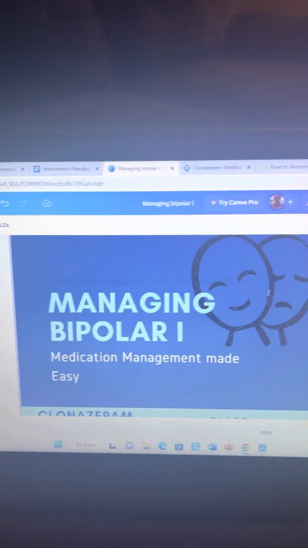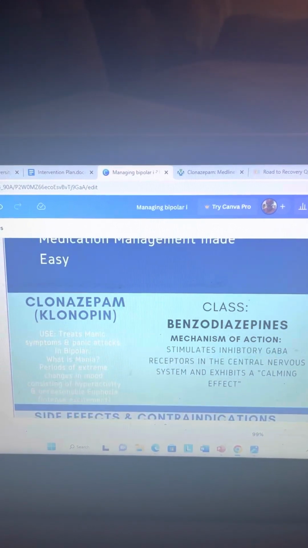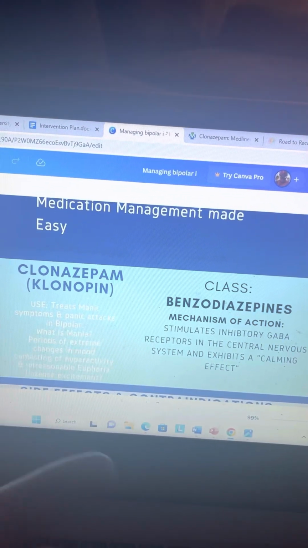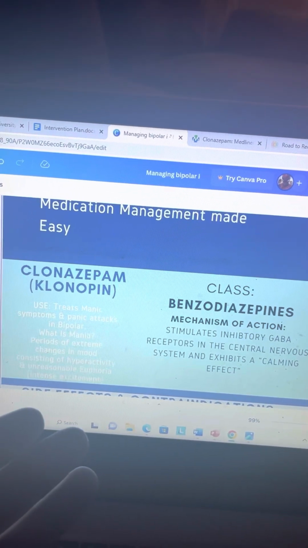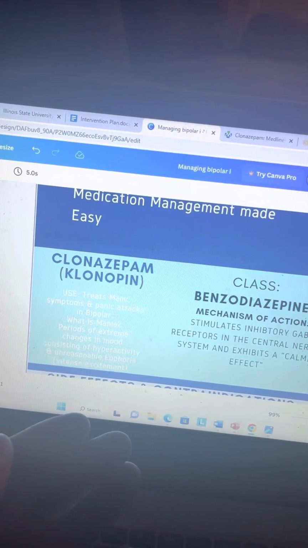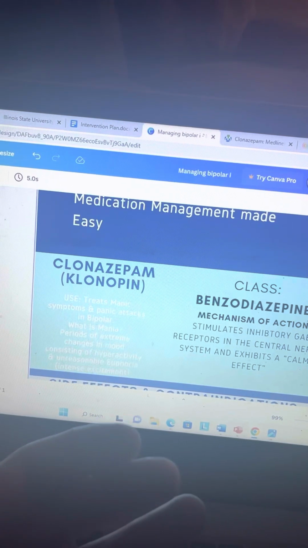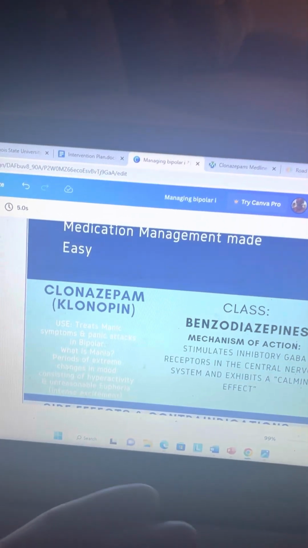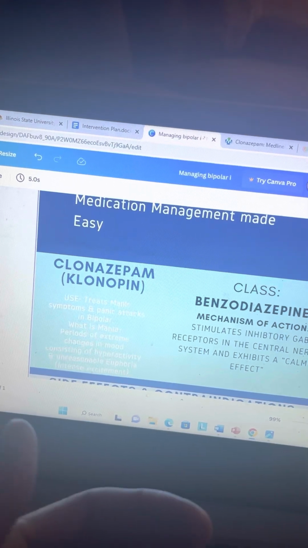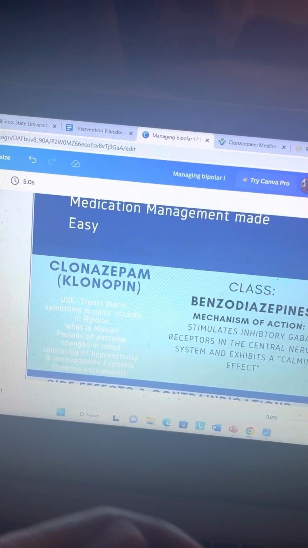We get into managing bipolar 1 right here, and we go into clonazepam. We see that clonazepam is the generic name and Klonopin is the brand name. I say the use right here is to treat manic symptoms and panic attacks in bipolar. That's what it was used for with my patient. It has a whole other list of uses. It's a sedative drug, so it's used for a variety of things.